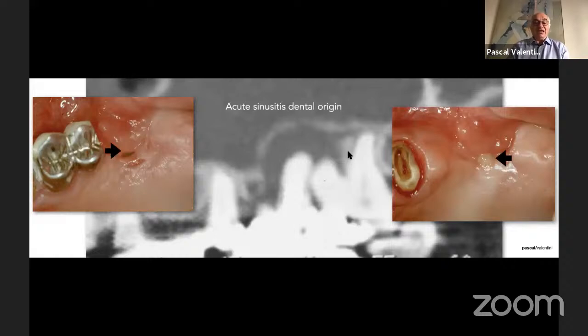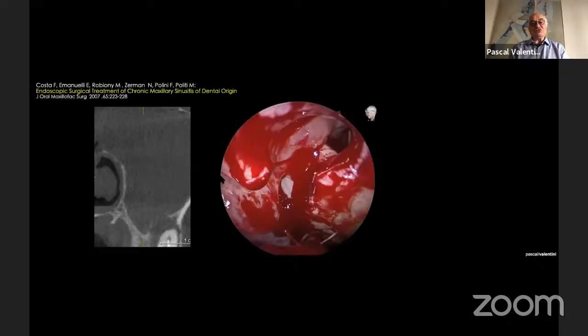So in case of acute sinusitis because of dental problems, first we have to check the ostium patency. In case the ostium is completely blocked, don't try to extract the teeth. What we have to do is to refer the patient to the ENT. As you can see here, this is an acute sinusitis because of this dental problem. Before the extraction, we refer the patient to the ENT.